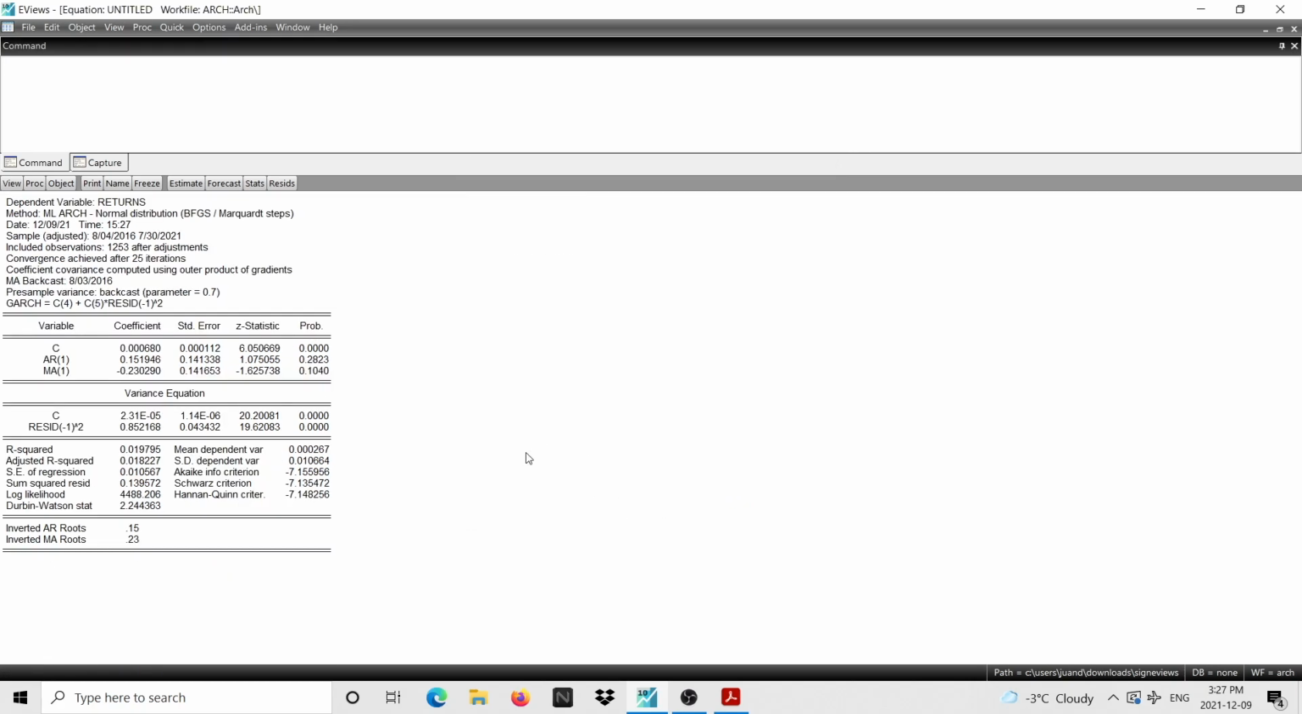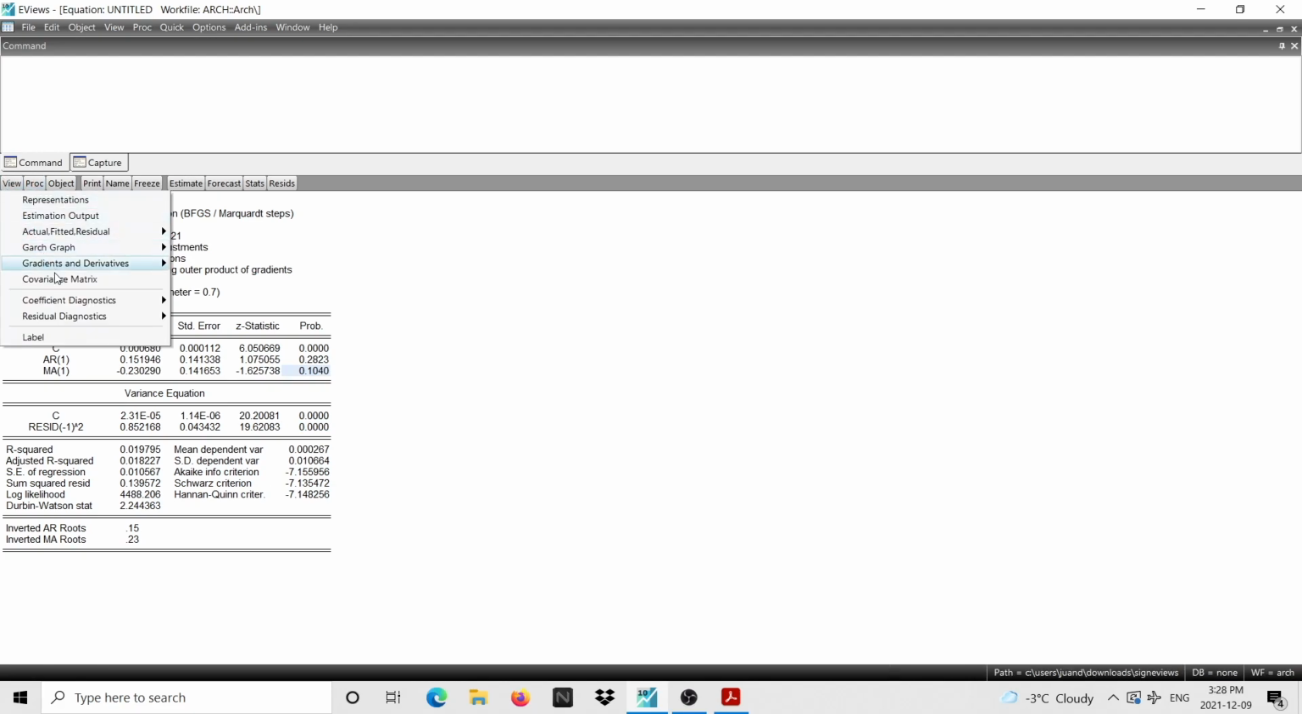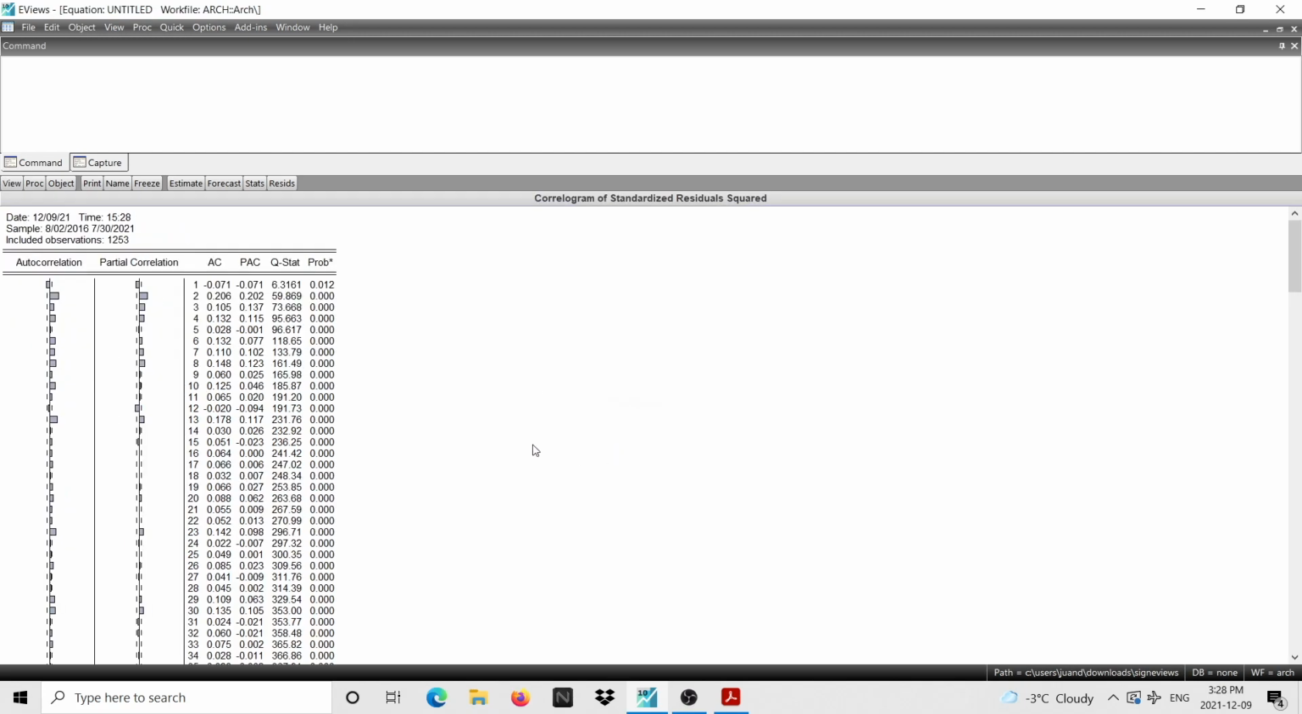I hit OK. Here the variance equation is telling me that it is appropriate to include this ARCH1 term. But let's see what happens with the variance. If we go into View, Residual Diagnostics, and the correlogram of the squared residuals, what we are going to see is that with only one ARCH term, the squared residuals still look like there could be some more ARCH terms that you could include, because as you can see, there are some significant terms. There are some terms that are exceeding the confidence bands.